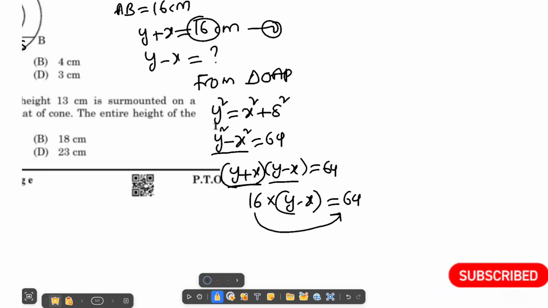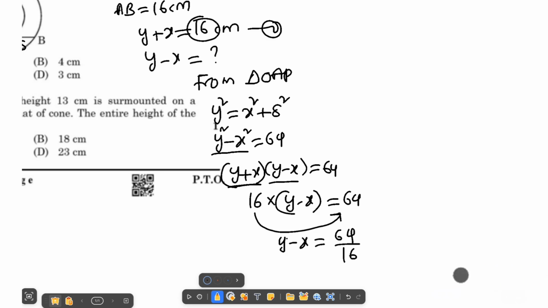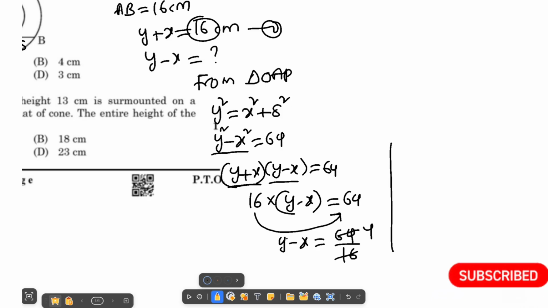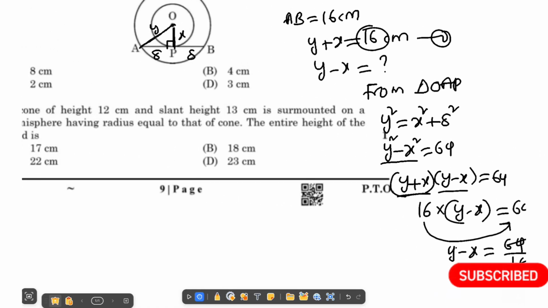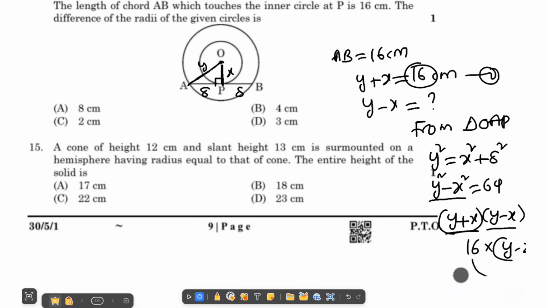Now what does it become? Y minus x equals 64 by 16. 16 ones are 16, 16 fours are 64. So we get y minus x equals 4. The difference between the radii of the circles is 4. So which option has this one? Let's check here. Option B is the right answer.